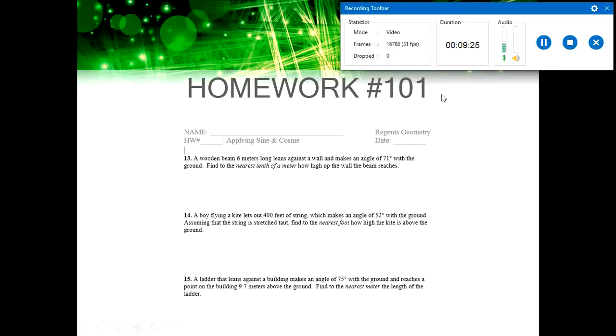This is the homework that you should use. I sent it in an email. If you're waiting for paper copies, then you'll have it, and this is the one that you'll want to mark as number 101.